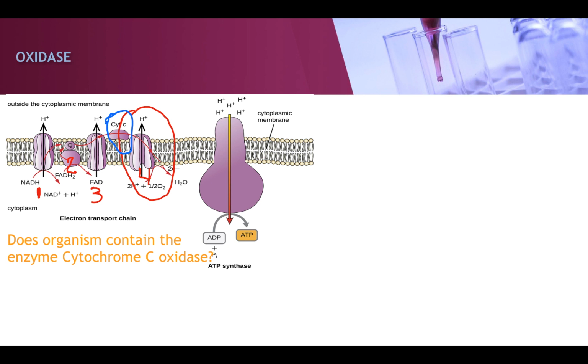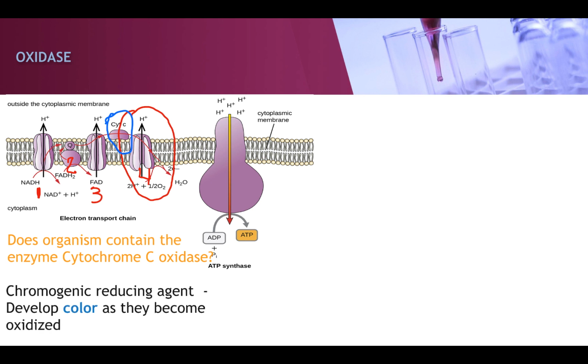It is able to do this because cytochrome C oxidase has this unique ability to not only oxidize cytochrome C, but to catalyze the reduction of cytochrome C by a reducing agent. It's a chromogenic reducing agent. This agent is called tetramethyl-p-phenylenediamine. You don't have to remember that name. But this agent is a reducing agent and it will develop color if it becomes oxidized.